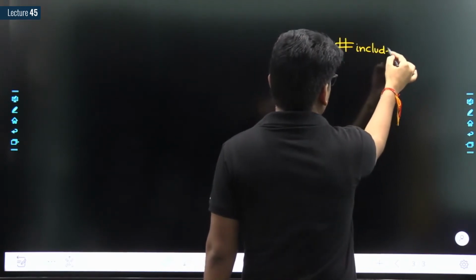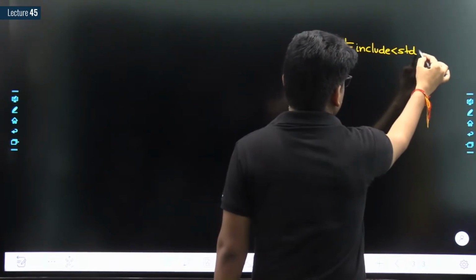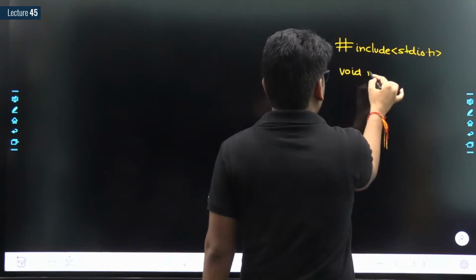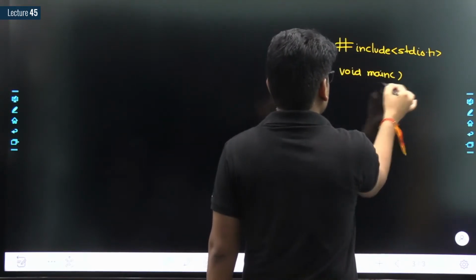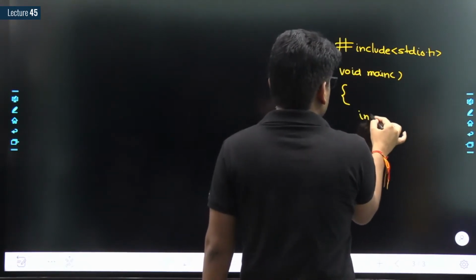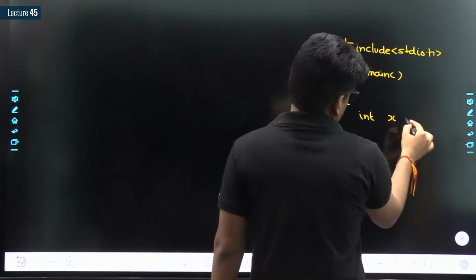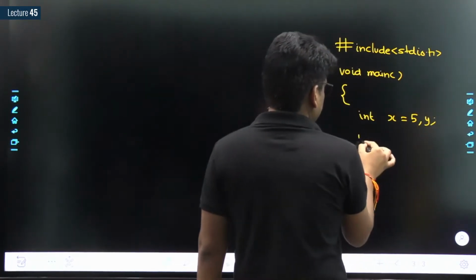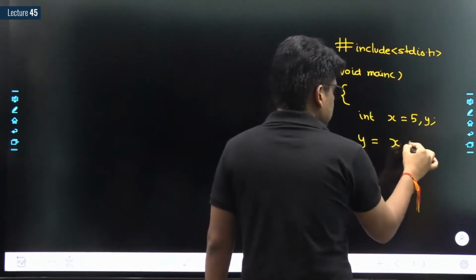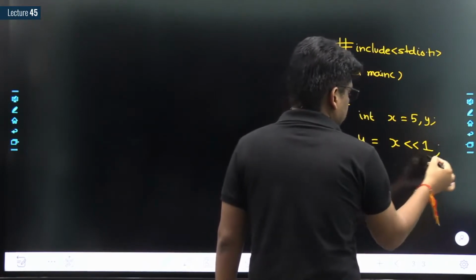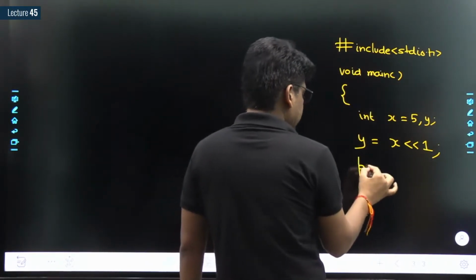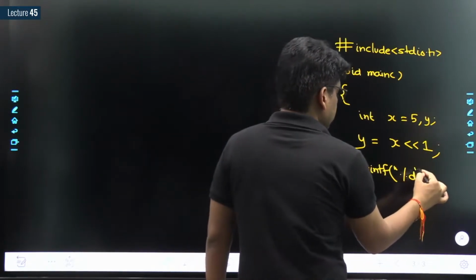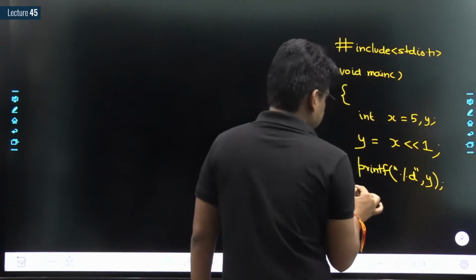Include stdio.h. void main, int x is equal to 5, comma y, y equals x left shift one time, and store the result in y. And let me print the value of y.